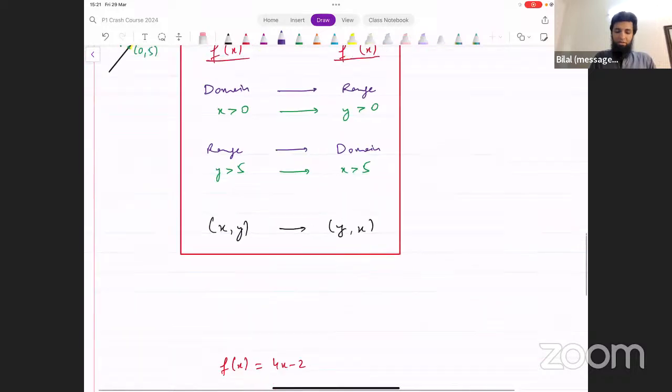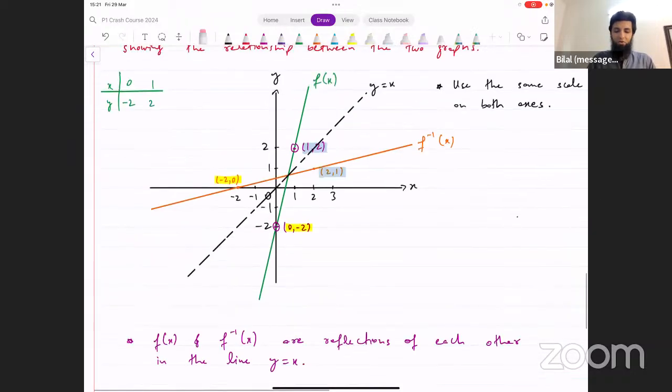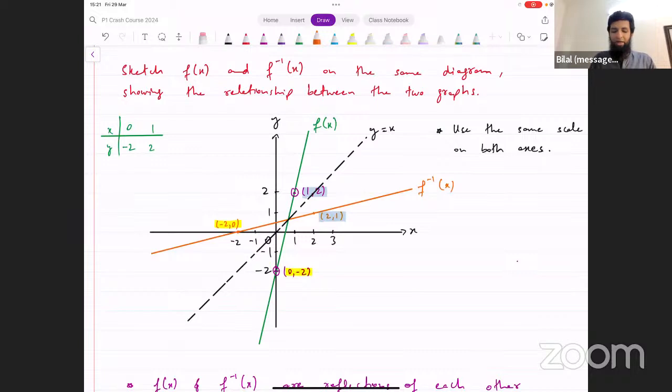The coordinates of f of x and f inverse of x interchange. That's exactly how we drew this f inverse graph in the last session as well. On f of x, we had 1, 2. We said on f inverse, it should be 2, 1. On f of x, we had 0, minus 2. On f inverse, we said it should be minus 2, 0. So you basically just interchange the coordinates. All right, and then you can draw the graph.